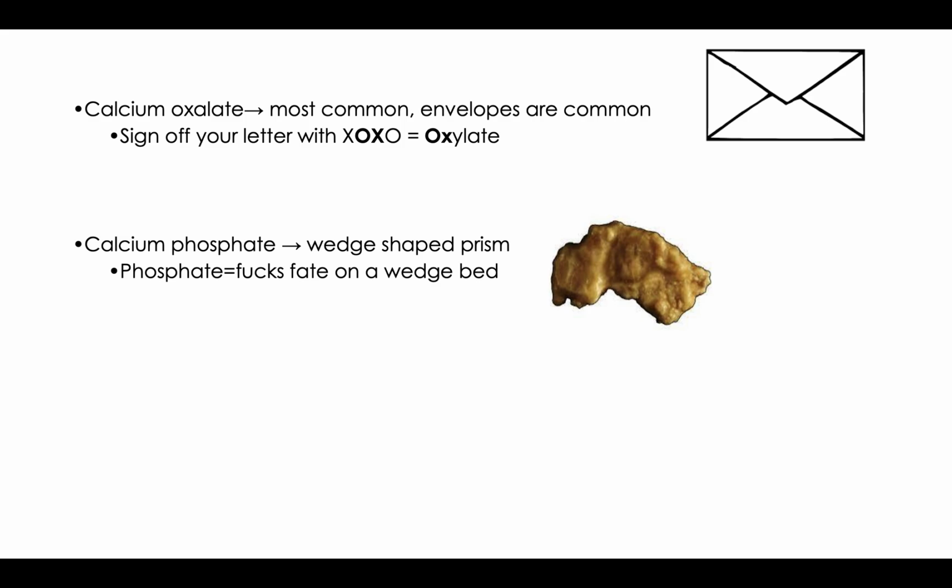Then you have calcium phosphate, which is a wedge-shaped prism. I always think phosphate has the high pH, but also phosphate, you fuck your fate for phosphate on a wedge-shaped bed. And I remember when I was studying this, I was like, what the heck do they mean by wedge-shaped? So here's a little picture of a calcium phosphate stone.